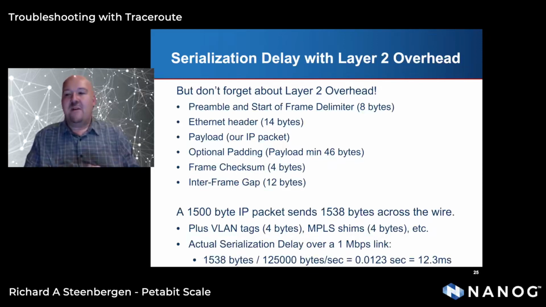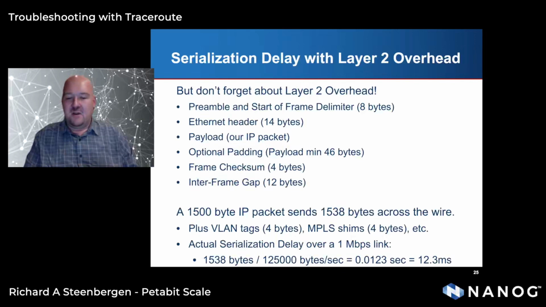Then you have to put a frame checksum, that's another 4 bytes, and then you have to have an interframe gap, and that's 12 bytes of wire time. So when you send a 1,500 byte IP packet, a really common IP packet, it actually consumes 1,538 bytes across the wire. And don't forget, there might be VLAN tags, there might be MPLS shims, these might be stacked multiple times, you might be inside of a tunnel, you might be inside of more things that are adding more overhead.